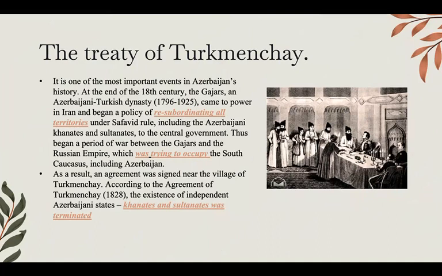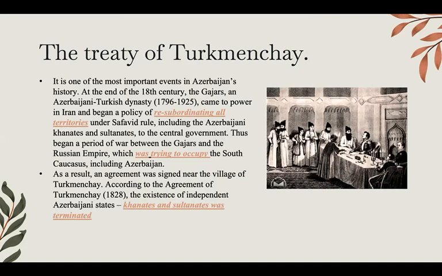At the end of the 18th century, the Qajars, an Azerbaijani-Turkish dynasty, came to power in Iran and began a policy of resubordinating all territories under Safavid rule, including the Azerbaijan Khanates and Sultanates, to the central government.